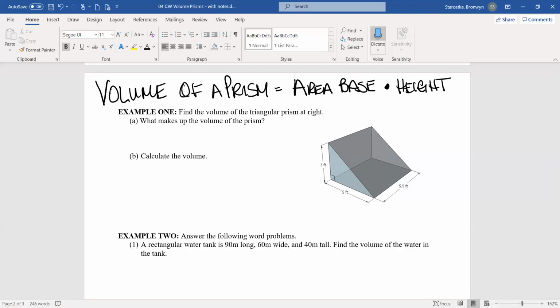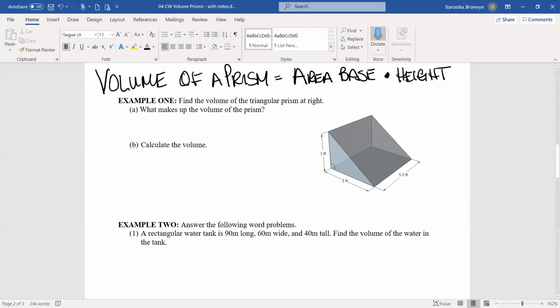So example 1, find the volume of the triangular prism at right. So what's going to make up the volume of the prism? The volume of the triangular prism equals the area of the triangle times h, the height. So let's go ahead and calculate that volume.